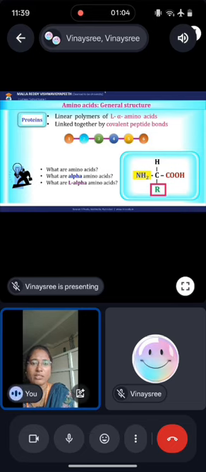Okay, and you can see why we are calling them alpha amino acids. The carboxylic acid carbon we call the first carbon, the second carbon is the alpha carbon, and the third carbon is the beta carbon. So we call them alpha amino acids. What are L alpha amino acids? The amino group is present on the L side, levo, the left side.